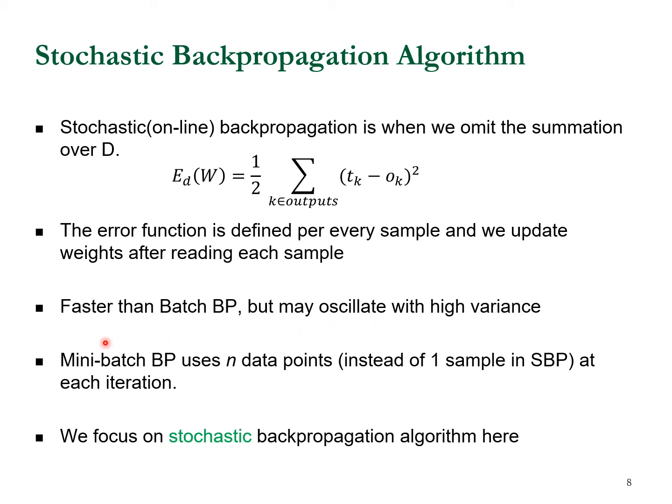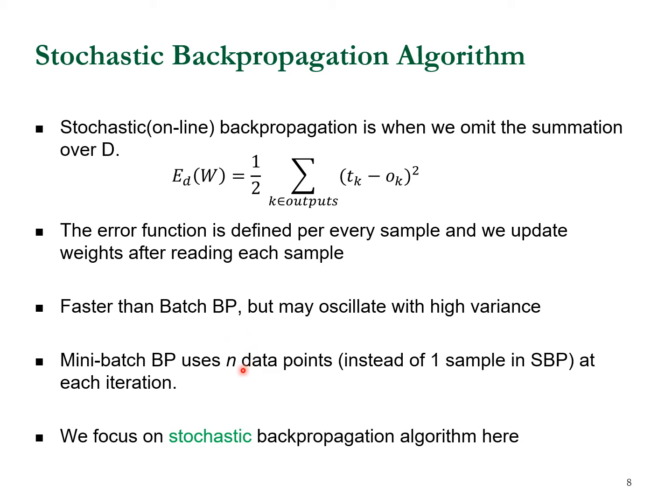So in many cases, people combine these two and use what is called mini batch backpropagation. In mini batch backpropagation, it is a kind of compromise between these two versions. Instead of reading the entire data or a single data, we read n, a batch size of n data.